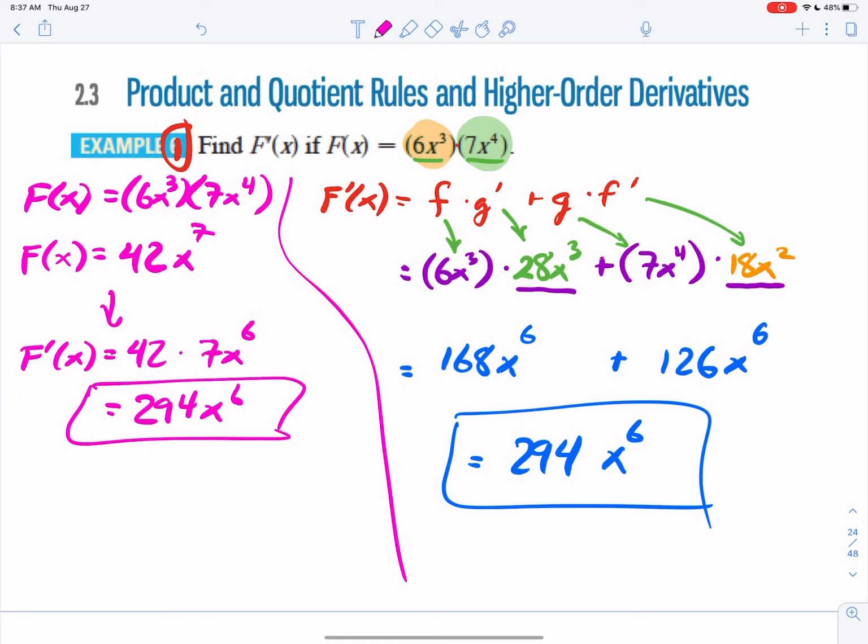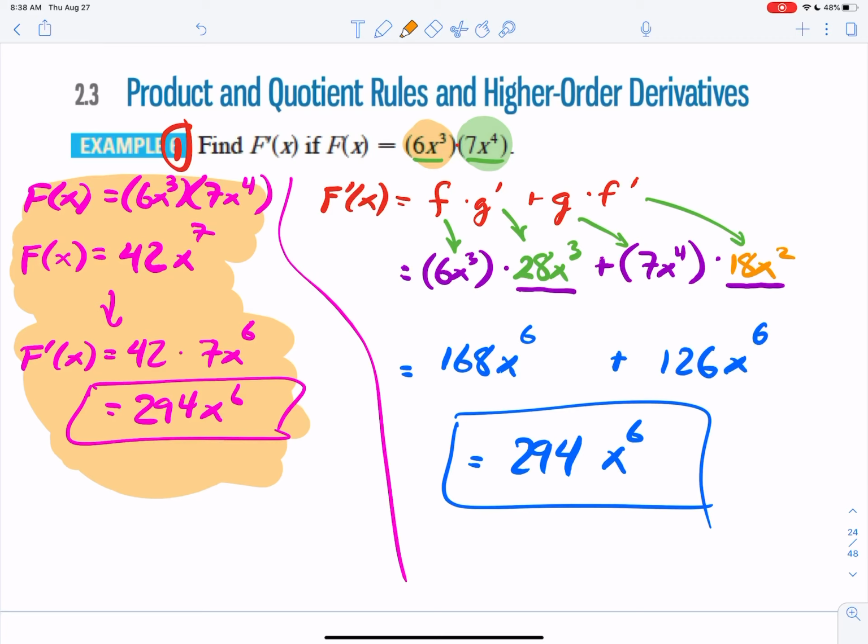So I ask you guys, which way is easier? I'm sure a large majority of you would say that this first method was easier. So here's the thing. You had the product rule, but in this problem, was it efficient? It was way more efficient to just multiply it out first and then find the derivative. So in this problem, product rule was possible, but was not efficient, okay?